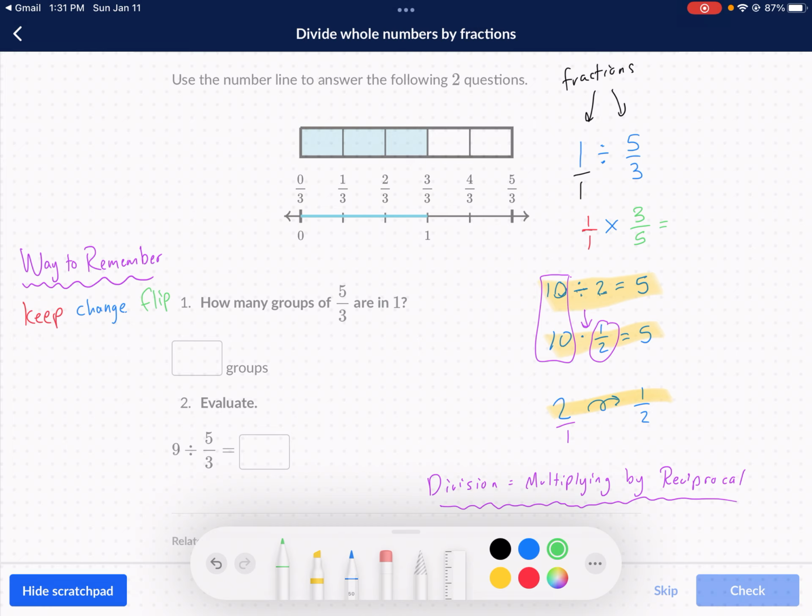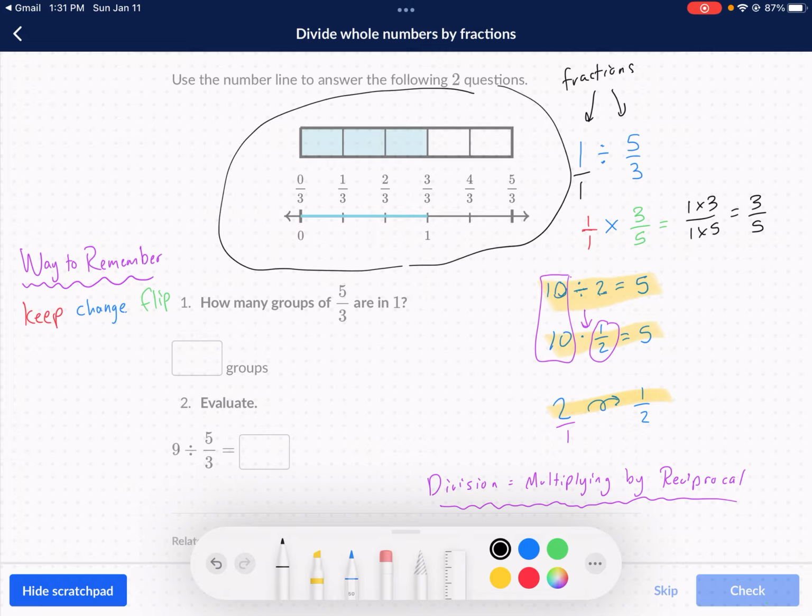From there, it's very simple. All we need to do is multiply the top numbers together. That's 1 times 3. And then the bottom numbers together. That's 1 times 5. So that's 3/5. Now you're probably like, why am I doing that? It's asking us to look at this visual. Well, the visual is kind of showing you the same thing.